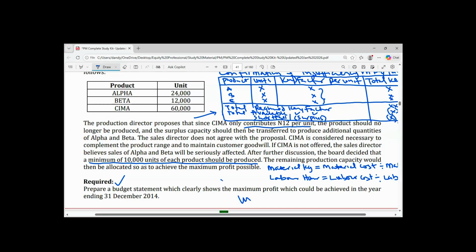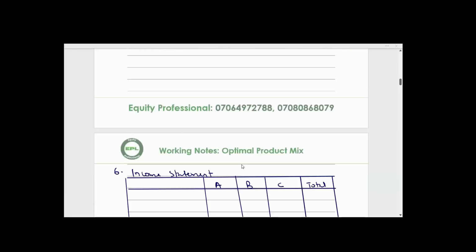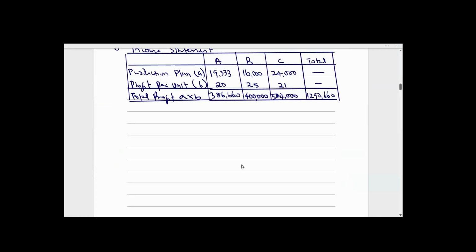We are now told that after further discussion, the board decided that a minimum of 1,000 units of each product should be produced. That means you have been given minimum allocation. Where there is minimum allocation, how do you treat it? That's what we want to do. So I will stop sharing this and move to the working note. In this case, since there is minimum allocation, we are going to complete the 7 or 8 procedures for the purpose of our allocation.